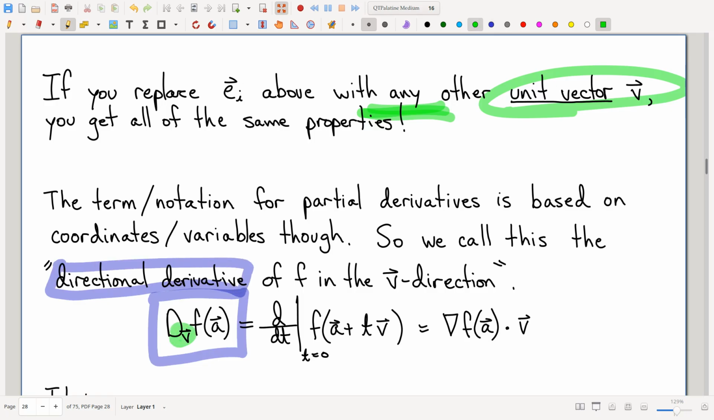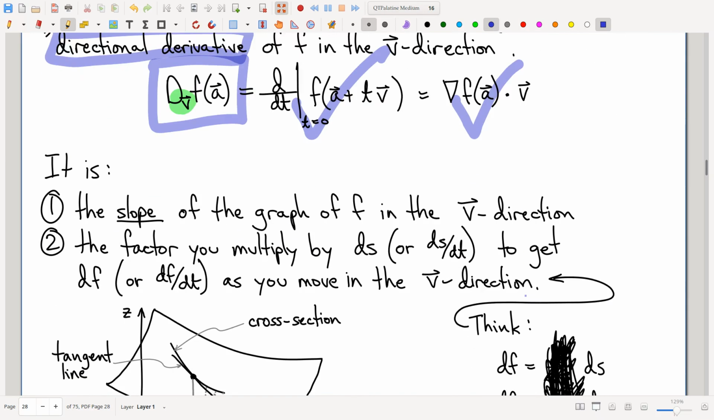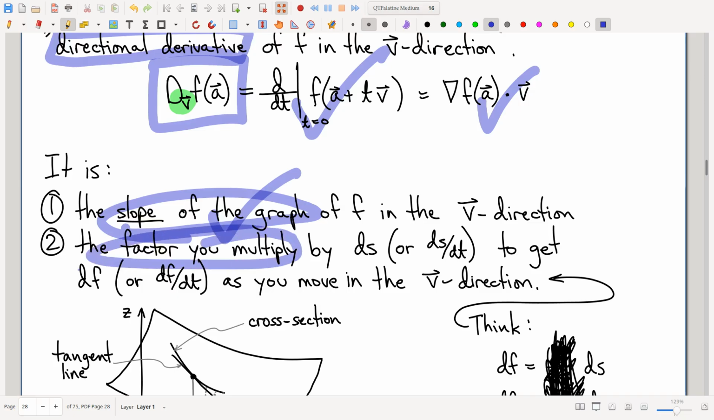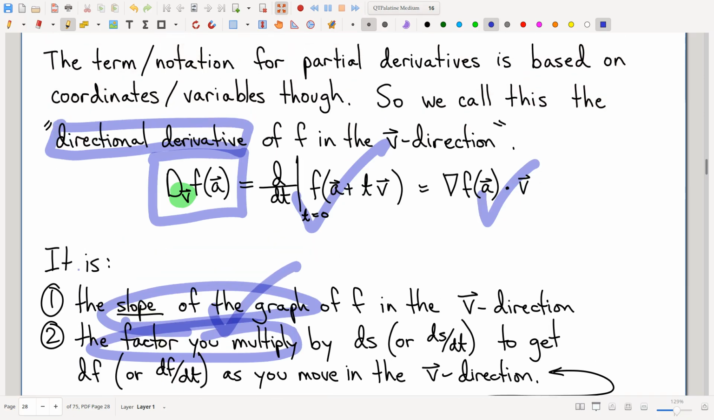Yeah, you have to use a unit vector, but any unit vector that you want, and it's defined by this formula we have on the previous page, and as we argued on the previous page, it is computed with a dot product with the gradient. It's the slope of the graph as you go in the direction of that unit vector v, and it's a multiplicative factor in the usual way. So this applies for any unit vector, because again, ultimately, all unit vectors could have been standard basis vectors.